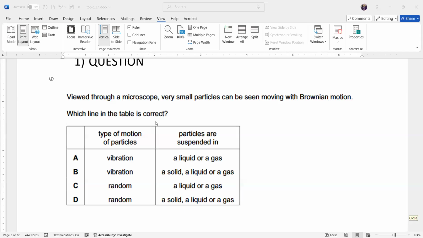So the discussion is related to topic 2.1, which is about the thermal properties of matter. As you can see, viewed through a microscope, a small particle can be seen moving with Brownian motion, a random motion.